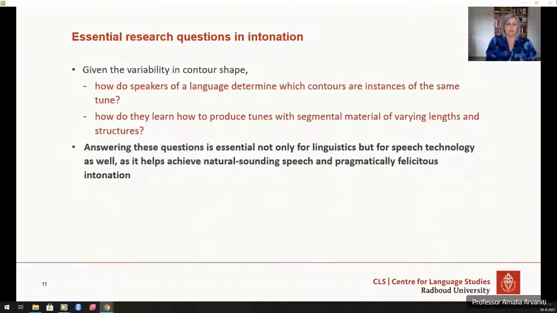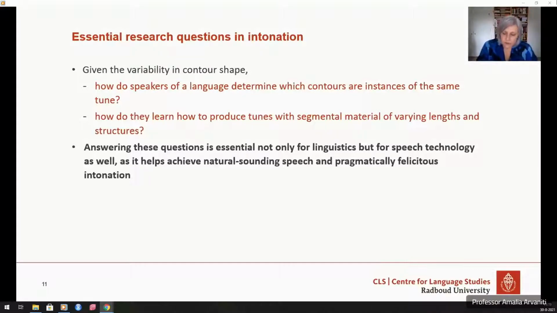So based on that, we can see what are the main challenges that we face, the main type of research questions that we have to answer. How is it possible that speakers of a given language can determine which contours are instances of the same tune? And how do they learn to produce these tunes with segmental material of varying lengths and structures? Clearly, they must be extrapolating some essential properties of the tunes and know how to manipulate them to create new tunes.